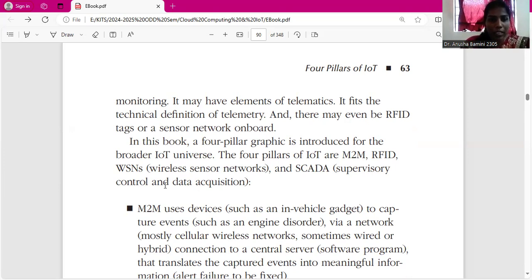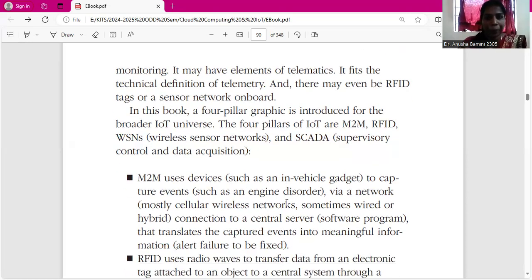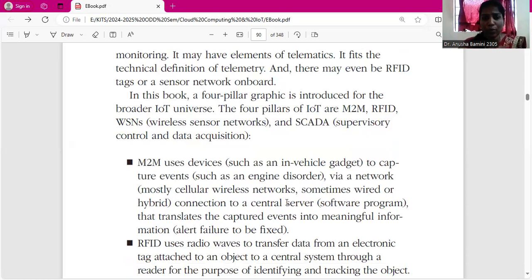SCADA means supervisory control and data acquisition. So these are the four pillars of IoT. Don't confuse them: previously, you learned six pillars, and that was the six pillars of M2M, machine to machine. This chapter mainly focuses on the four pillars of IoT: M2M, RFID, WSN, and SCADA. In brief, you will learn about these four things in this module. Before learning deeply, I will just explain the basics of these four pillars.